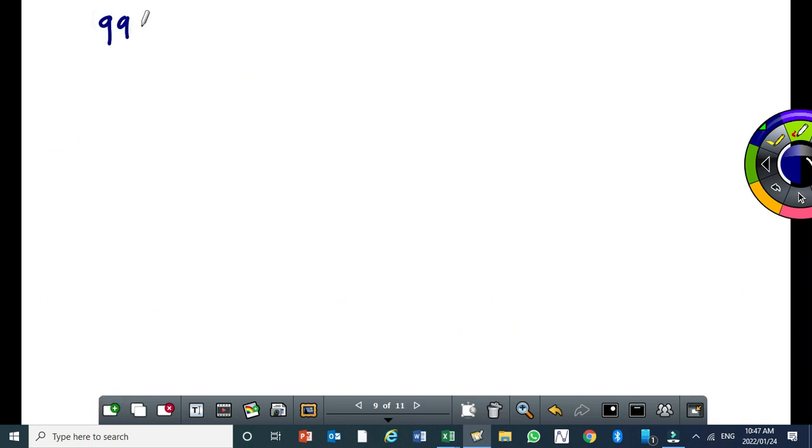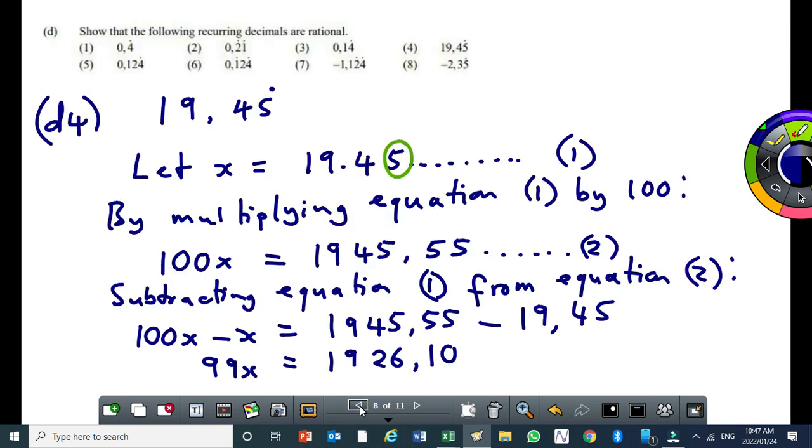So we can have 99x is equal to, now I hope you are aware that 0.10 is the same as 1 over 10. Okay? I hope that you did this in the lower grade. If I ask you to convert 0.10 to a common fraction, what's the answer? 1 over 10. Okay? So I'm going to convert this 1926.10 to a mixed number first.